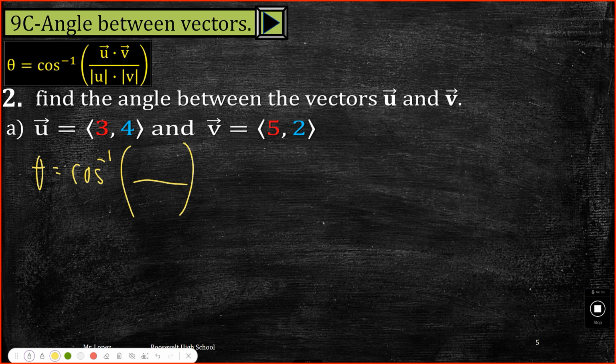23? Yes? 23. We just did a bunch of these, like four problems like that. That's the dot product. What's the magnitude of u? It's a 3, 4, 5 triangle, so it's going to be 5 here. The second one is the one we have to work out. Square root of what? 5 squared plus 2 squared. That's going to be square root of 29. So this is square root of 29.